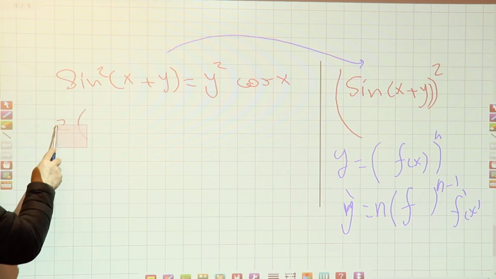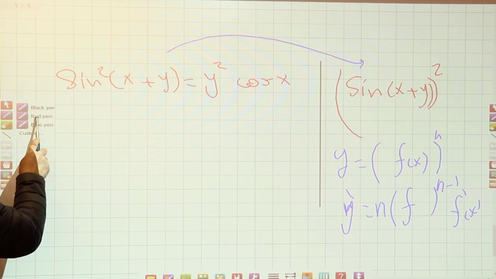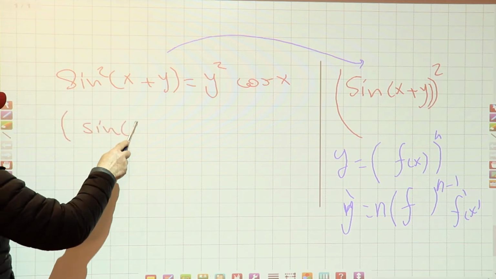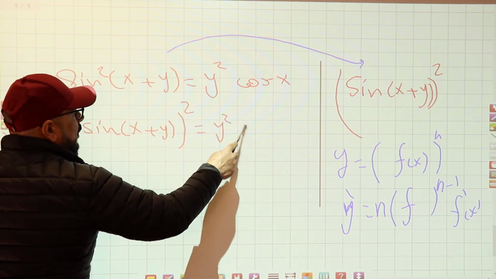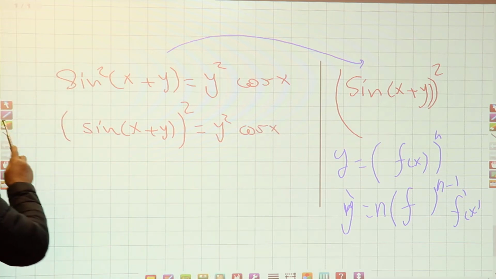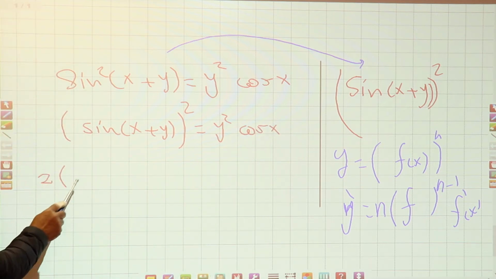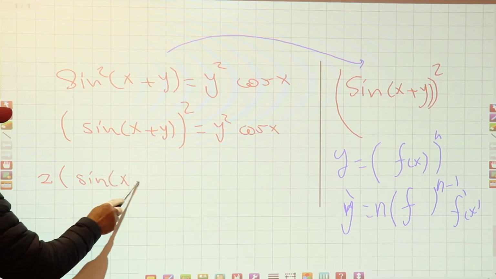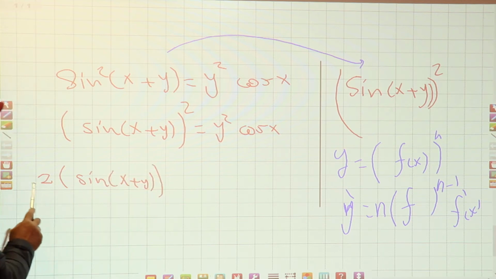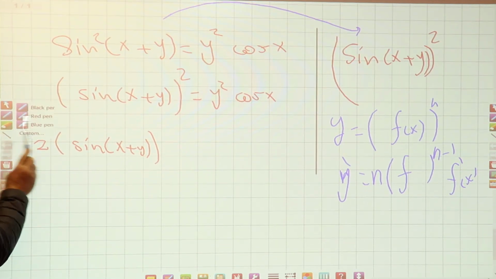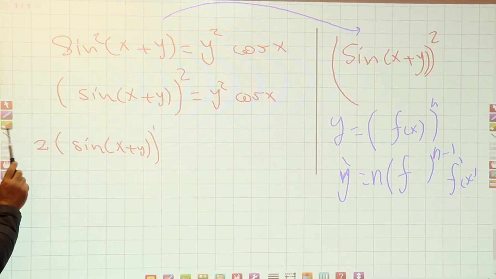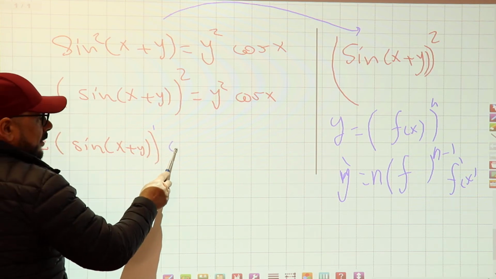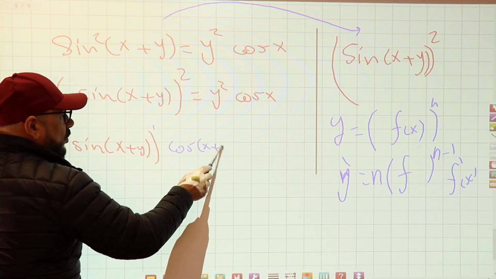Before I start solving it, I'm going to write it one more time for you: sine squared of (x plus y) equals y squared cosine x. Now it's going to be easier. We have 2 sine (x plus y). The derivative inside is 1. The derivative of sine is cosine of (x plus y). I have to derive the angle.